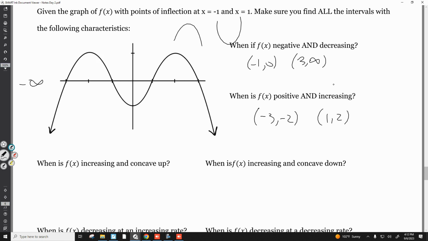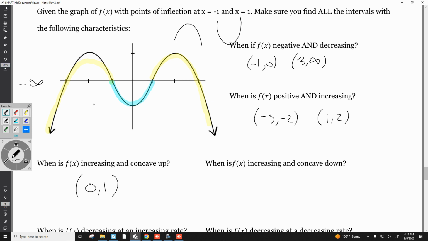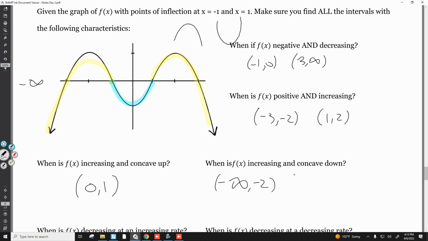All right, increasing concave up. Let's make sure we understand concavity. We are concave down, we switch to concave up, we switch to concave down. I would say we are increasing concave up only here, this is my portion where I'm concave up, 0 to 1. Increasing concave down: negative infinity to -2, and 1 to 2.